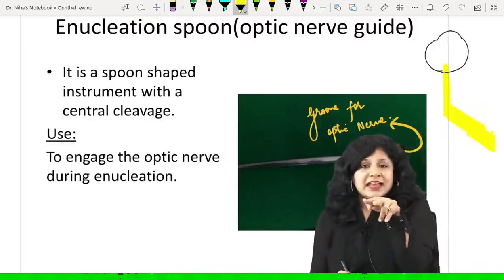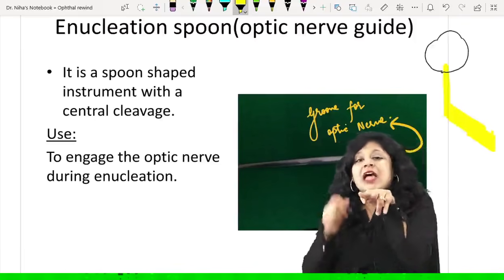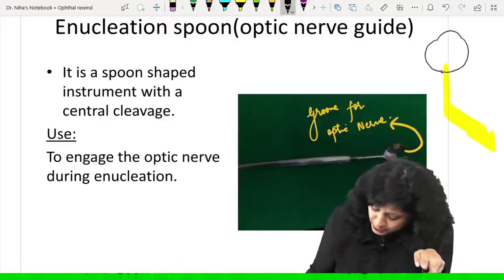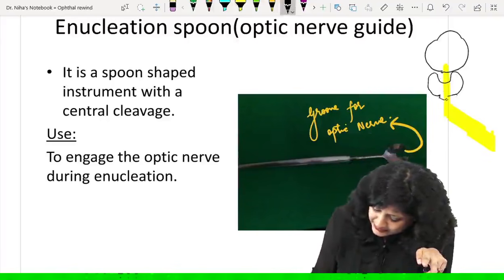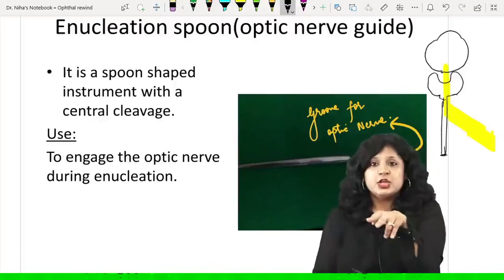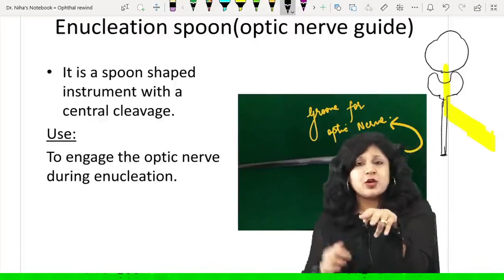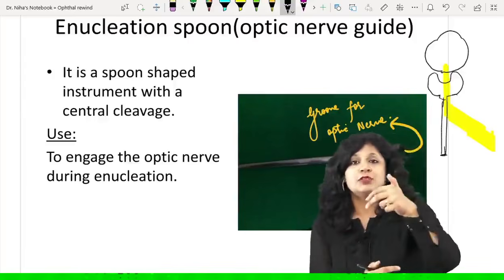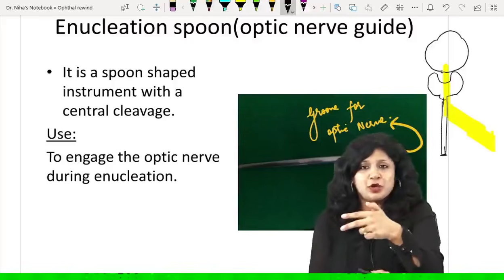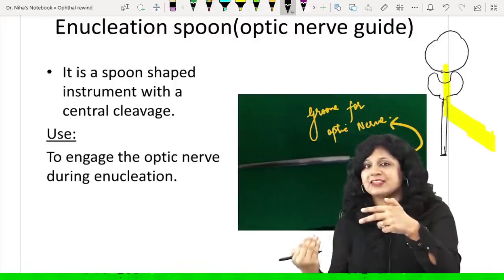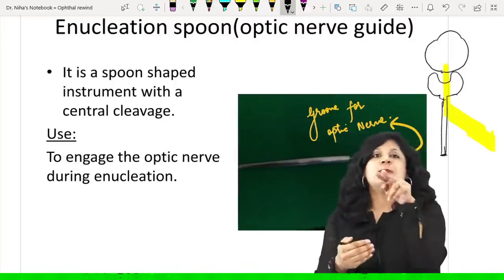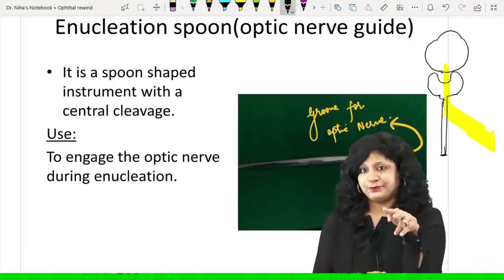So the moment I have to remove this eyeball, I require something which can hook this optic nerve, like this, and this is your handle here. So this is used as an optic nerve guide, because when you are doing the enucleation you have to remove the eyeball, and you will also be required to cut a part of the optic nerve, because it forms a chiasma with the other side optic nerve. So this is for engaging the optic nerve during the enucleation.